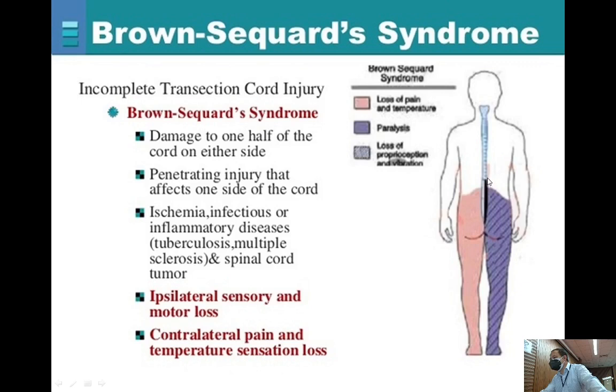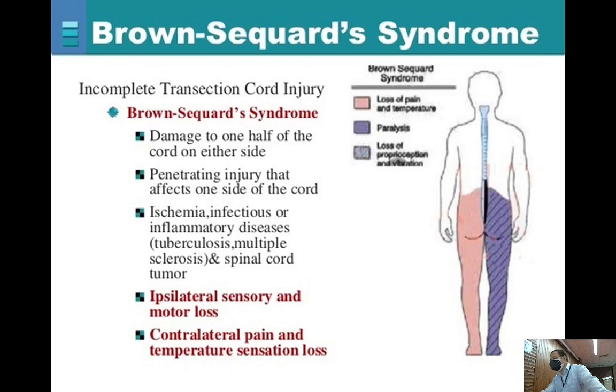On the same side of the injury, it will affect the sensation of fine touch, isn't it? And tactile localization, tactile discrimination, stereognosis, all those sensations would be lost. But it will not affect the pathway carrying pain and temperature sensations.